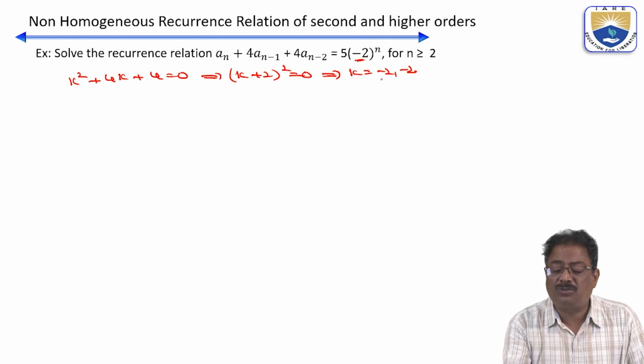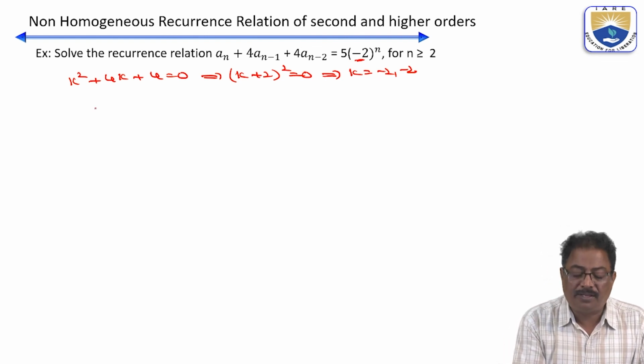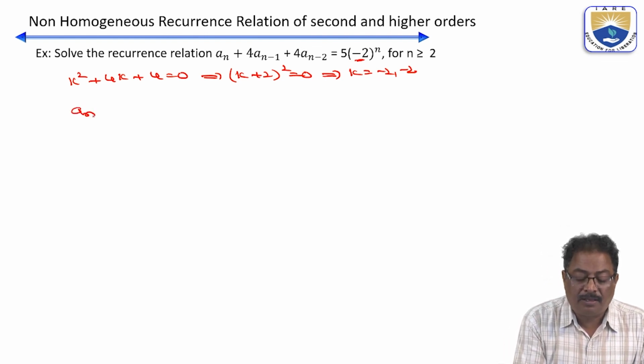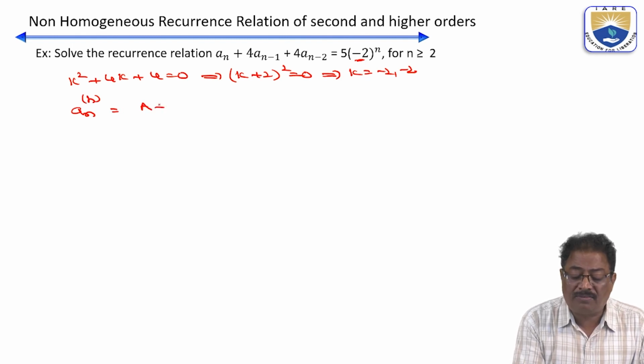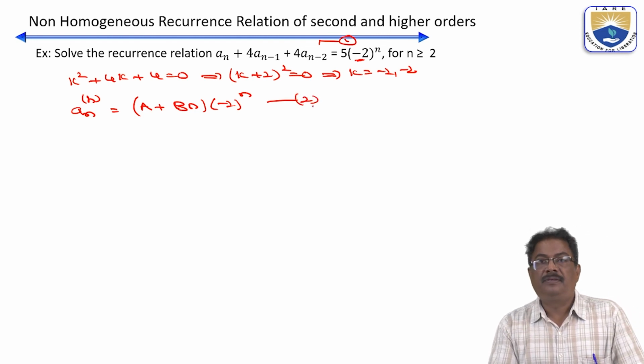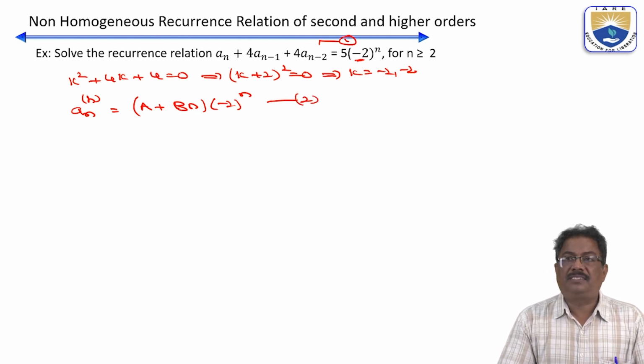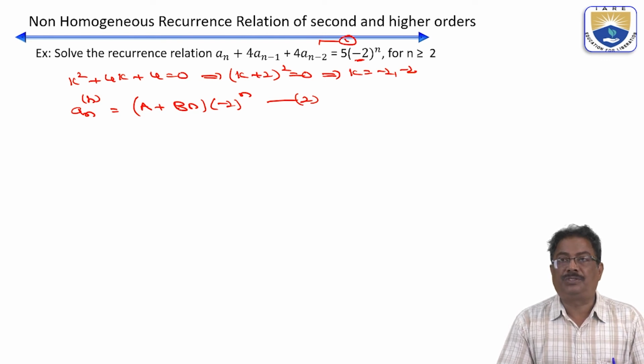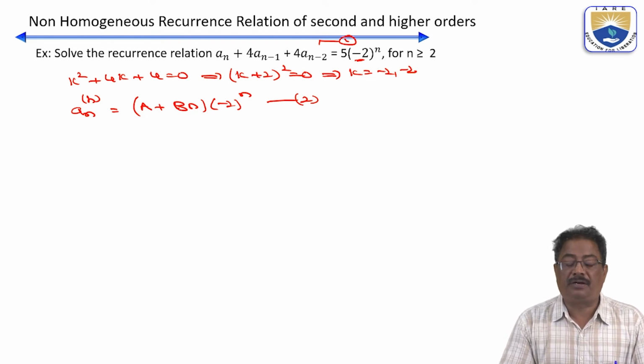See? -2 is a repeated root here. So the solution for the homogeneous is (a + bn)(-2)^n. Call this, the given equation, as 1 and this as 2. Now here -2 is the root. -2 is a repeated root, not a single root.